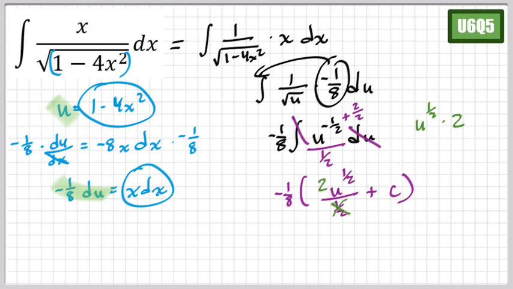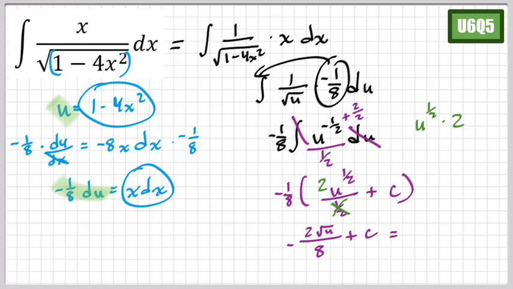And now I have to distribute out that negative 1/8. So we have 2 square root of u, and then that'll be over 8. And then I have a new c. Now, I'm not labeling my c's, which is very dangerous when we start doing differential equations, but I'm just going to keep rolling with this.